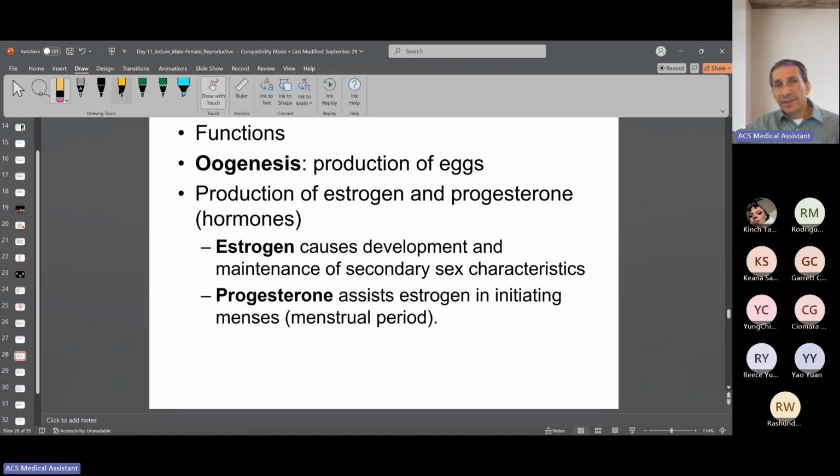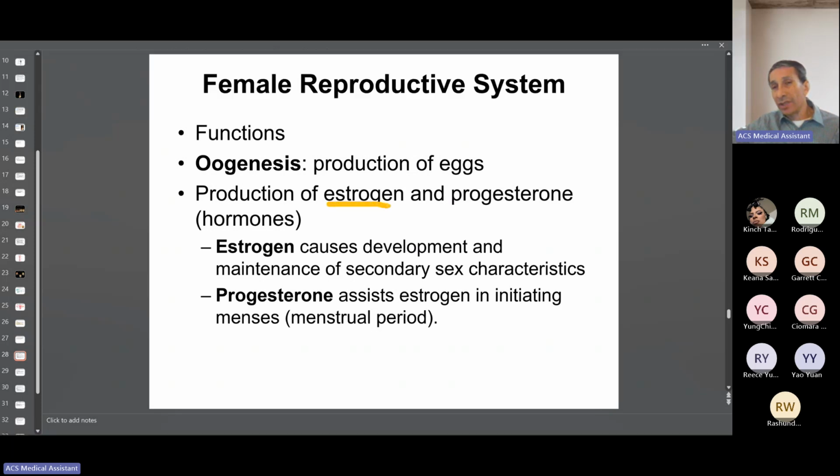Remember that the male's testicles produce testosterone, the hormone. The female produces estrogen and progesterone. Remember, that's why these ovaries are called glands, because they produce hormones. Testicles produce the hormone testosterone. So that's basically what it is.